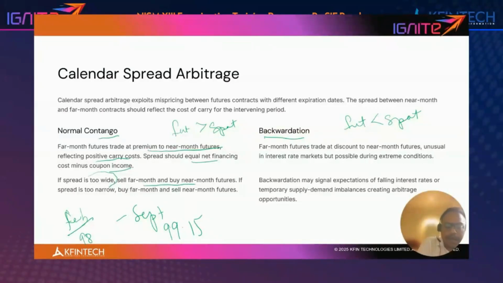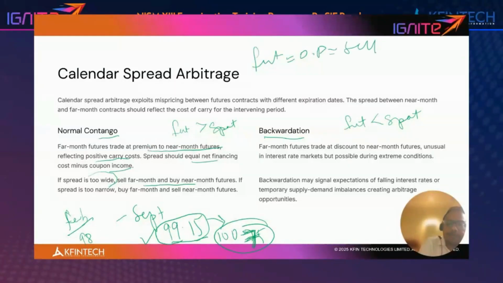Suppose this is not 99.5. This becomes 100.75, and you do the calculation of cost of carry and you find that the fair price should be around this price. If it is not, what will you do? If the future is overpriced, you sell the futures. If the future is underpriced, you buy the future. So sell the far month futures and buy the near month futures.